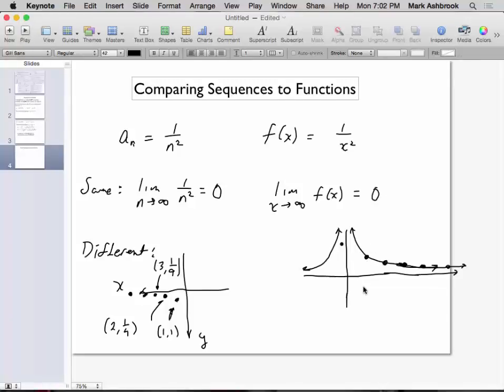Okay, questions on that? So again, why is this helpful? If we're analyzing sequences to see if they're convergent and what they converge to, sometimes it's helpful just to think about the equivalent function, because whatever the function does for large input values of x is what this sequence does for large values of n.